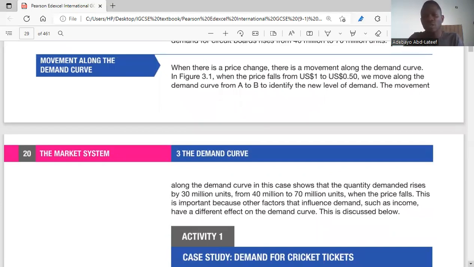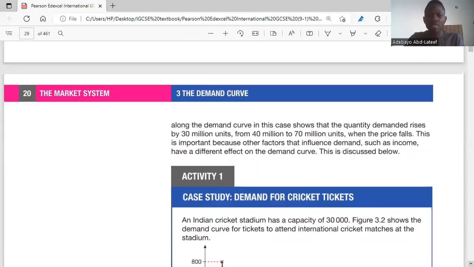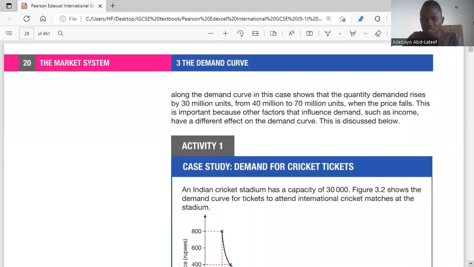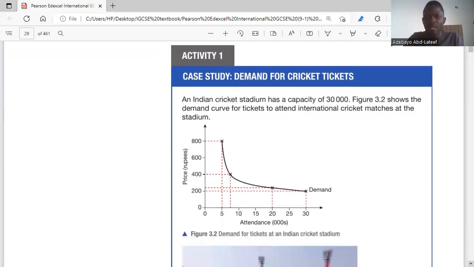When the price falls from $1 to 50 cents, we move along the demand curve from A to B to identify the new level of demand. We call that movement along the demand curve. In this case, it shows that the quantity demanded rises by 30 million units, from 40 million to 70 million units, when the price falls. This is important because other factors that influence demand, such as income, have a different effect on the demand curve. So before we go into the case study, what they are saying is this: when price changes, there's always a movement along the demand curve.